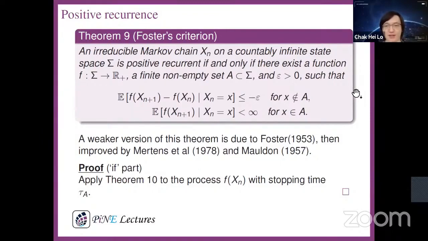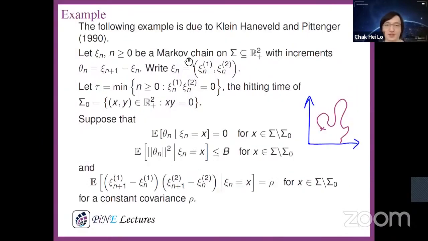So we want to apply this on an explicit example. Let's look at this example on a quadrant plane. Let psi n, n greater than zero, be a Markov chain on sigma. This sigma is a subset of R plus squared, so it's a quadrant plane like this, with increments theta n. Theta n is just the increments of this Markov chain.